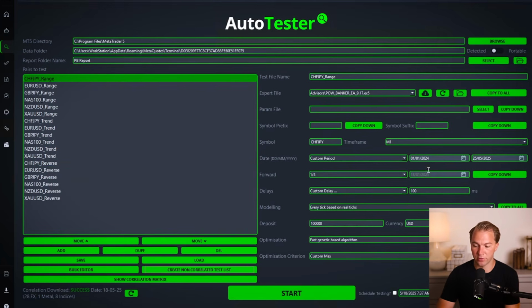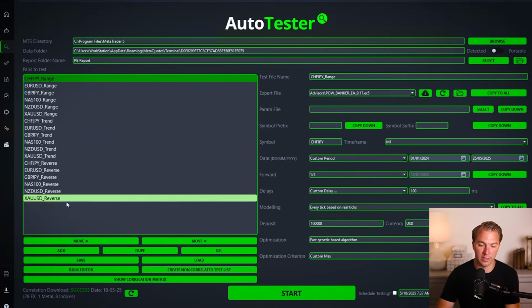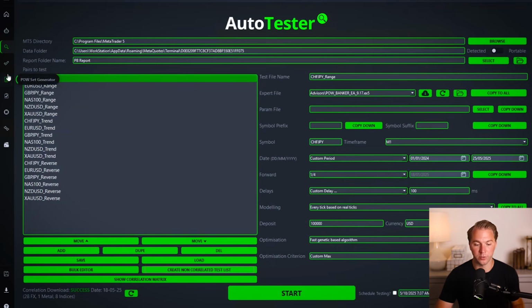And now we just need to enter the dates that we want to test, and then we click start, and this will run through every single one of these tests. And then we move on to the next step.